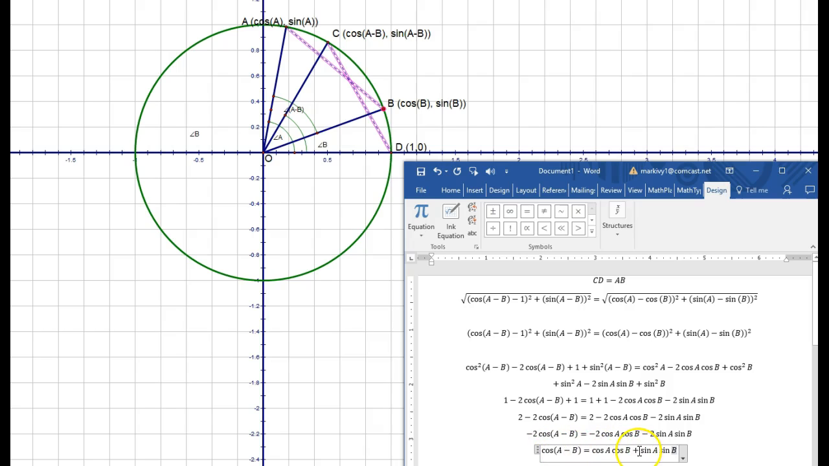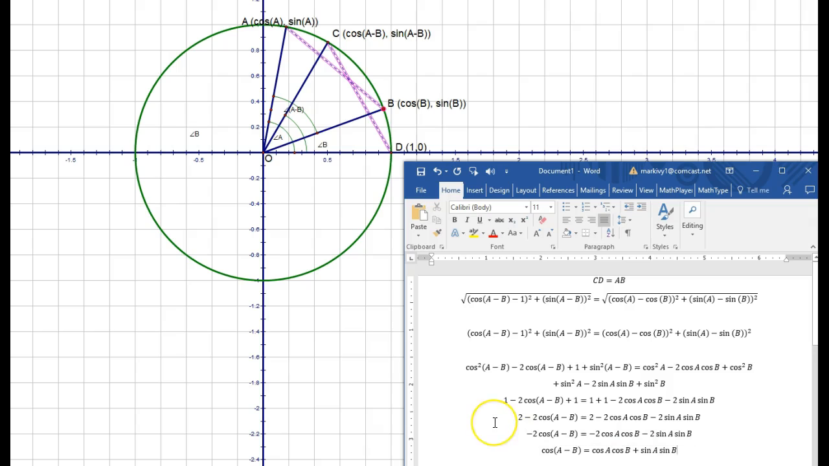Notice that the angle difference identity for cosine involves a plus sign in the middle. Cosine of the difference of A and B equals cosine of A times cosine of B plus sine of A times sine of B. And that's called the angle difference identity for cosine.